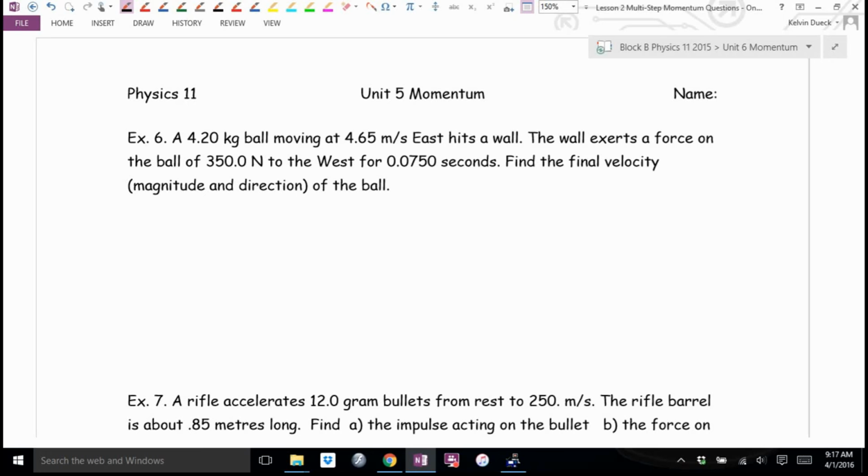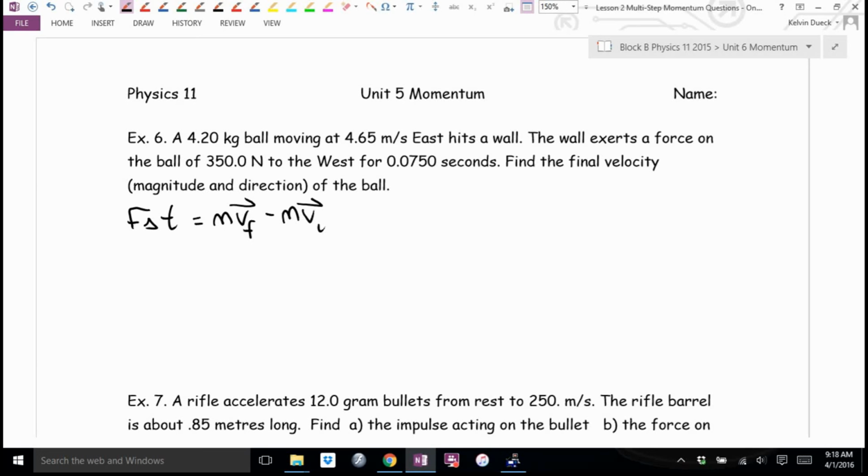Is this question asking me to find the impulse? No. But I can use impulse. What is this question asking me to find? Did it also give me a force? I'm going to start out by going force times time equals mv final minus mv initial. Impulse equals impulse. One way of finding change in momentum equals another way of finding change in momentum, but I think I can use this to find what's missing.